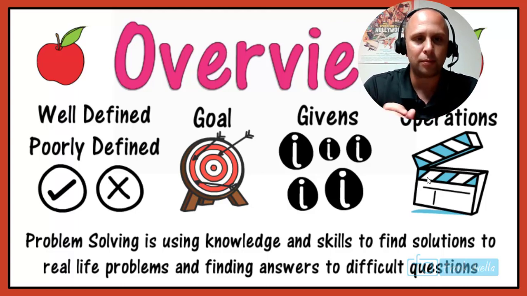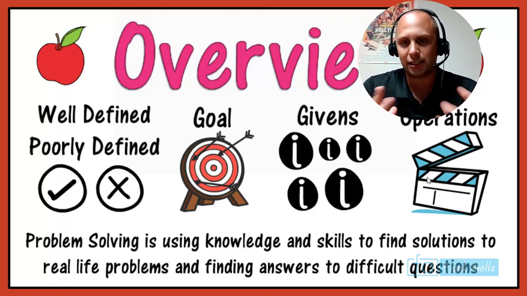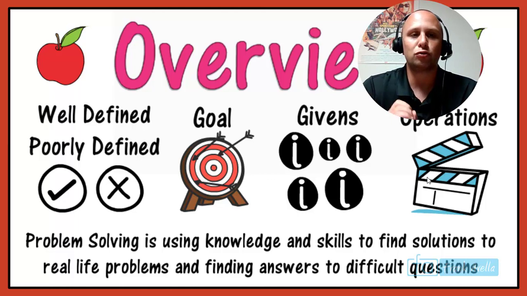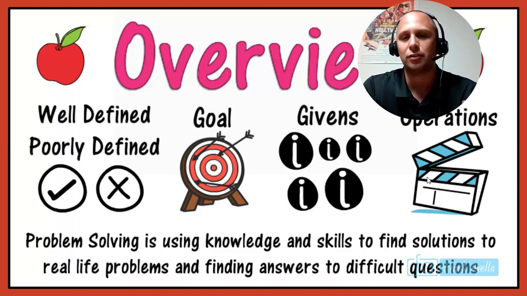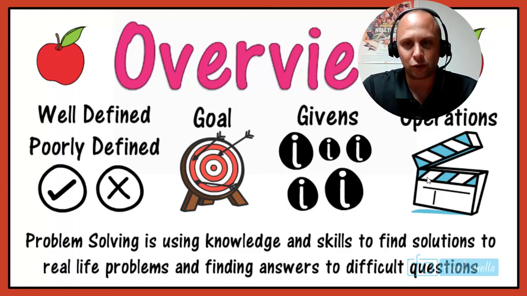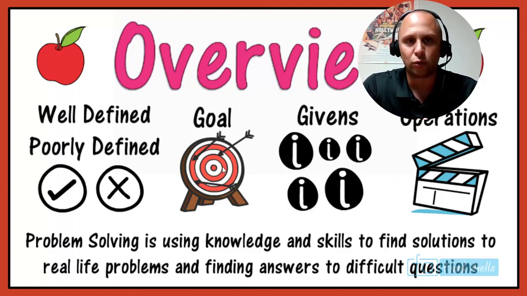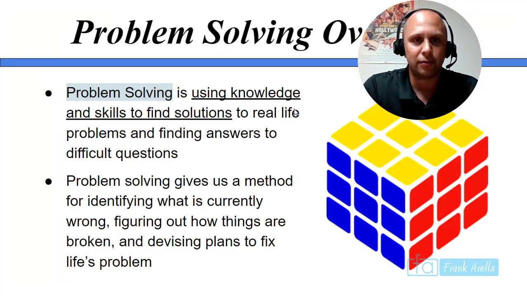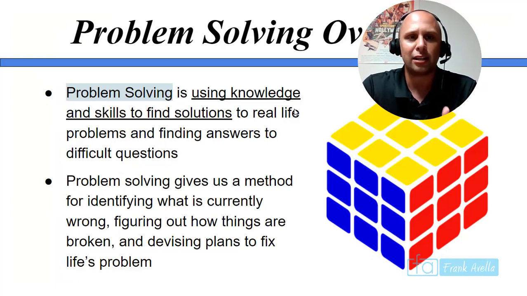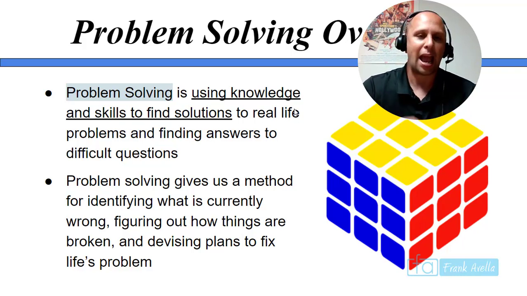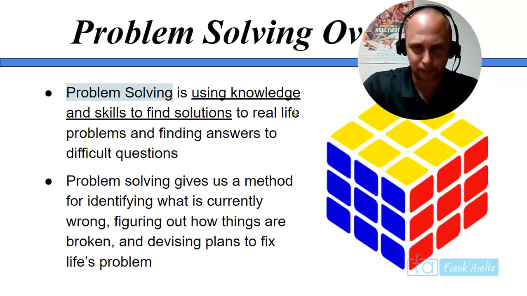So let's get into it. Problem solving is using knowledge and skills to find solutions to real life problems and finding answers to difficult questions. So solutions and finding answers to questions. And we're going to go over a couple different topics here. We're talking about goals, givens, operation. Let's get right into it here. So again, it's using knowledge and skills to find solutions to real life problems. Problem solving gives us a method for understanding what is currently wrong, figuring out how things are broken, and then devising a plan to fix life problems.